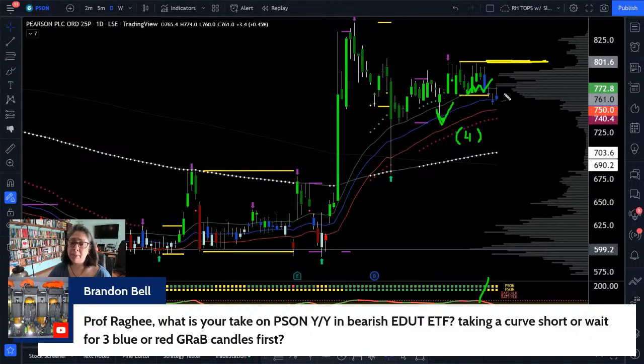So this would probably be a zone where you're just taking a little bit of heat before you are looking for this market to come back up and move higher. That's the way I would view that.